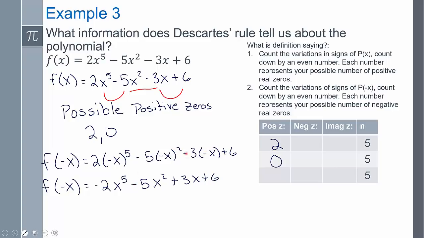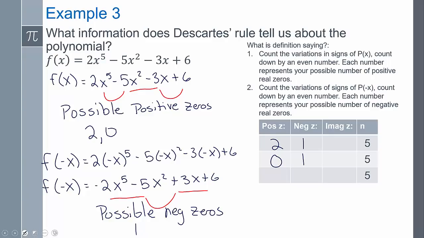Negative to the first, so negative and negative is a positive. And so now I need to count this. Negative to negative, nothing. Negative to positive, 1. Positive to positive, nothing. So I only have one possible negative zero there. That's my possibility. And so I can associate with each of those positive zeros that negative zero.